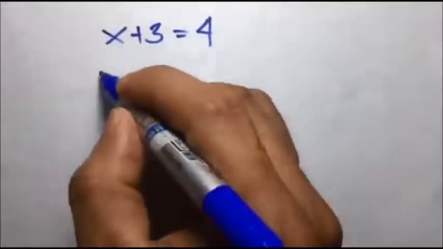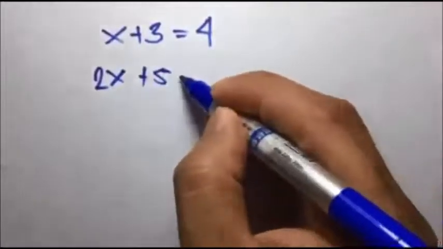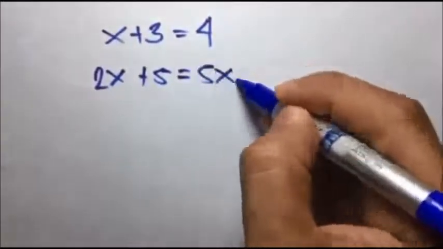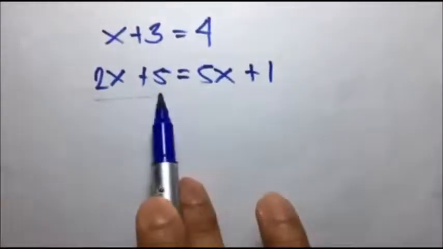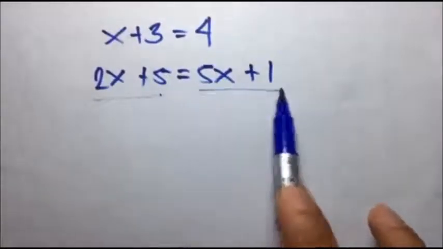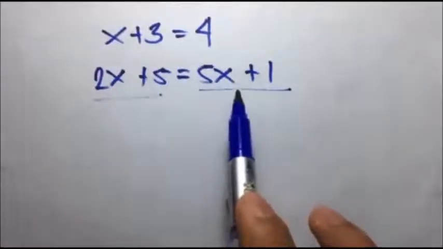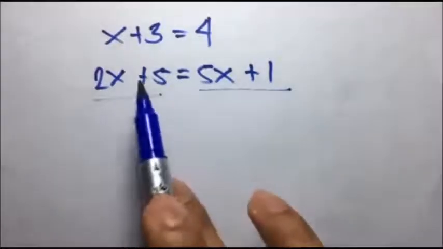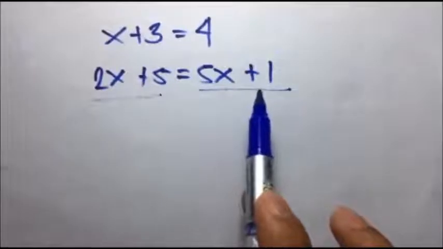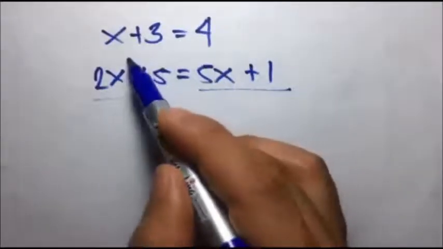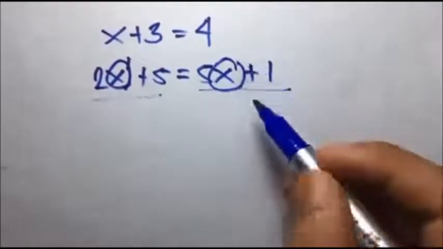Another example, 2x + 5 = 5x + 1. So we have a first expression and a second expression that are equal to each other. So that is an equation, and this is an example of a linear equation in one variable because we have x raised to the power of 1 and we have only x, which is our variable.